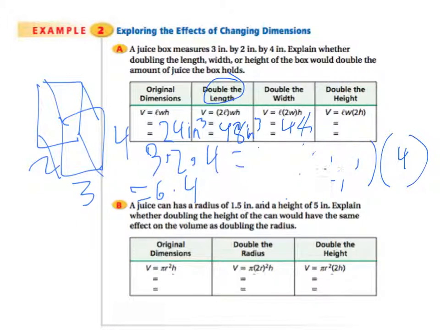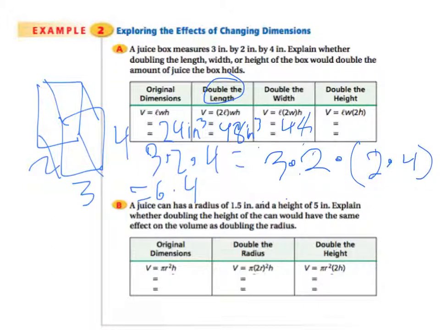Now let's do the last one. Wish this erased better. The last one is length, which is 3, times width, which is 2, times the height, which is 2 times 4. That's going to get us 3 times 2 is 6. So 6 times 2 times 4 is 8. 6 times 4 is also 48 inches cubed.